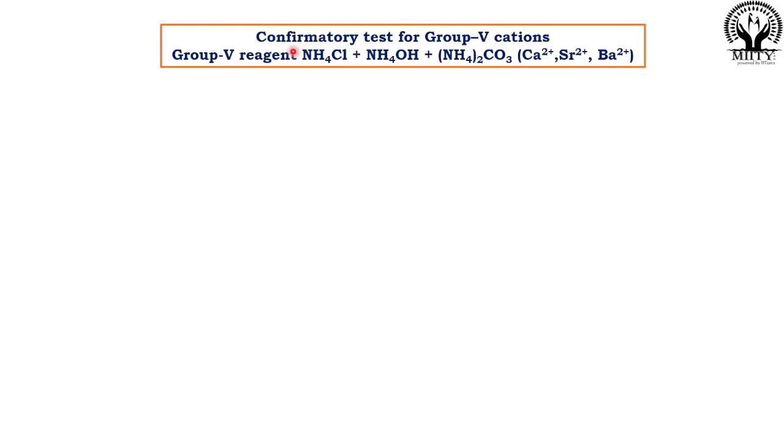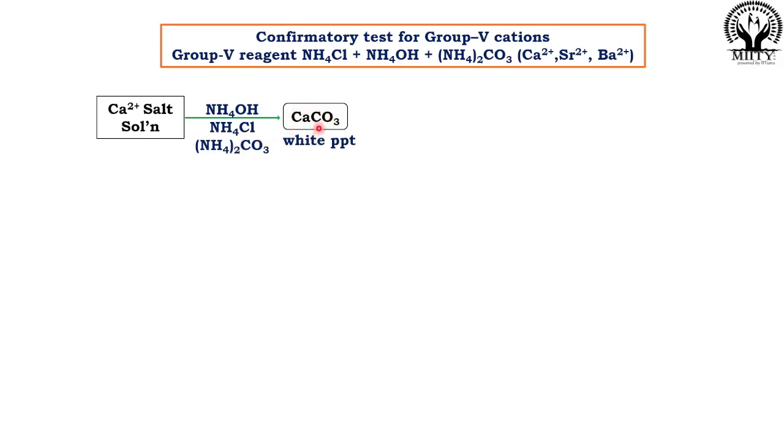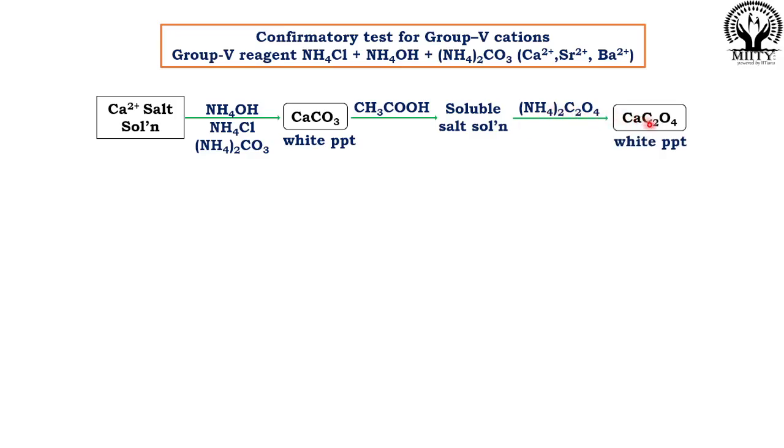Confirmatory test for group 5 cations. The group 5 cation reagent is ammonium chloride, ammonium hydroxide, ammonium carbonate, and here we test for calcium. We take the original salt solution of calcium and to this we add group reagent ammonium hydroxide, ammonium chloride, ammonium carbonate so that it forms white PPT of calcium carbonate and then we add acetic acid and the white PPT dissolves in acetic acid and to this soluble salt we add ammonium oxalate.